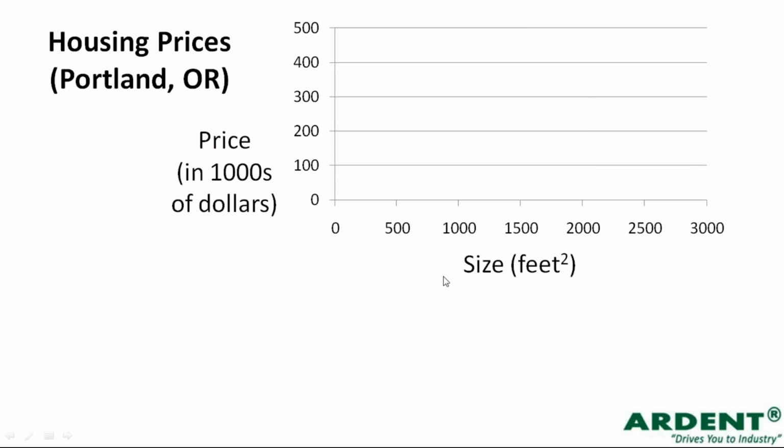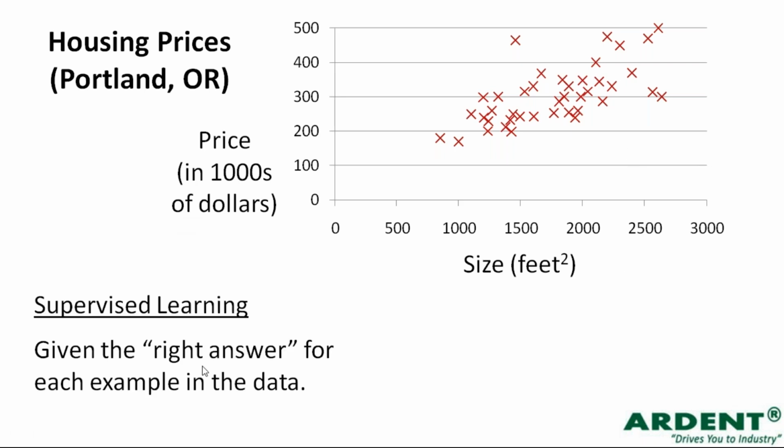Just have a look. Here we have housing prices, Portland. The x-axis represents the size in feet, and the y-axis represents the price in thousands of dollars. This is also a part of supervised learning, regression. So we are going to do simple linear regression with one variable.